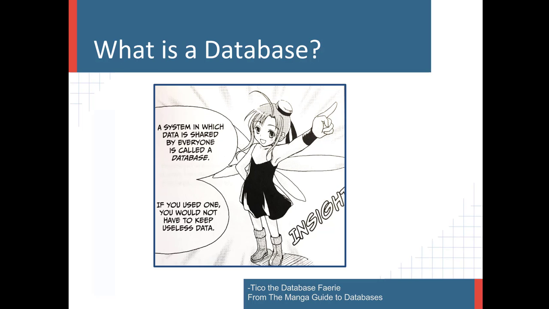So she says that a database is a system in which data is shared by everyone. If you used one, you wouldn't have to keep useless data. What she's talking about is places that we store information. If we write stuff down, sometimes we can write stuff down in more than one location. It's a really bulky sort of way to create a system for managing important information, especially when we consider that more than one person may need access at the same time.